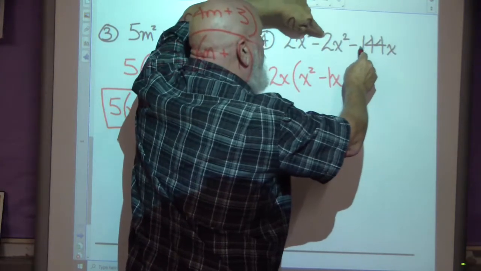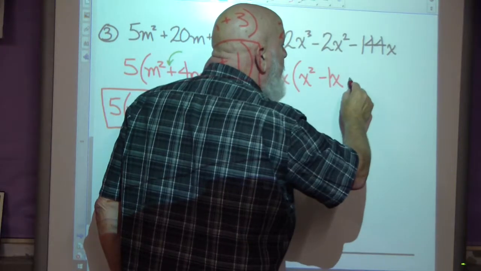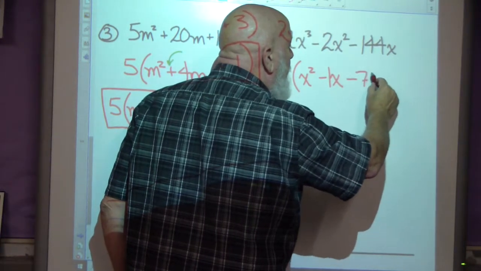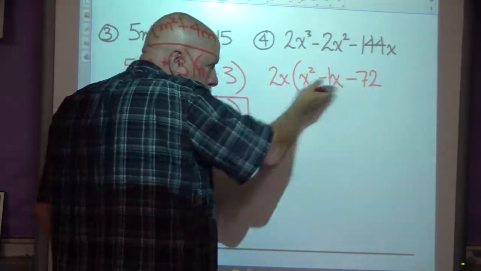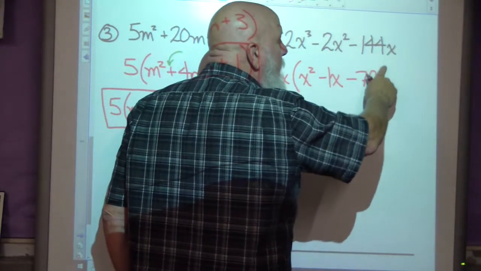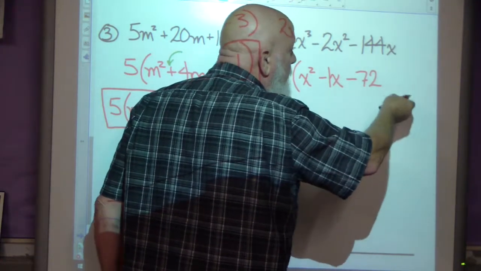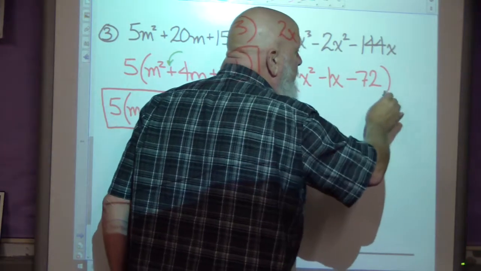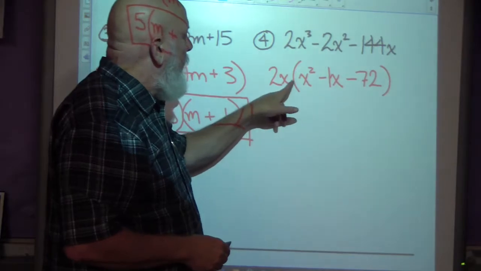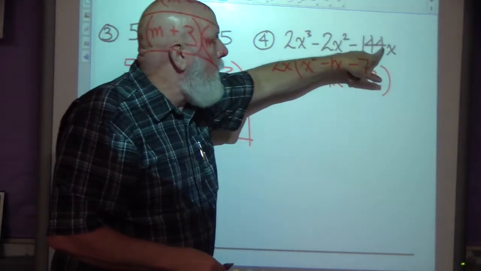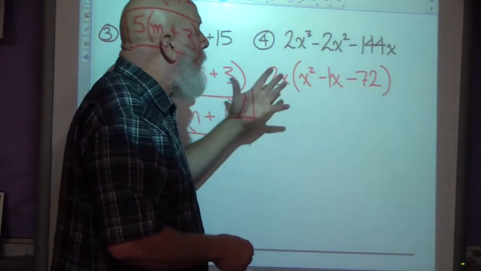And I'm going to pull a 2 and an x out of this. Well, if I pull a 2 out of this, that leaves me with -72 if I do my arithmetic correctly. And if I pull an x out, remember you're dividing when you pull it out. X divided by x is 1. 1 times 72 is 72. So you can think of it as 72 times 1, but there's no need to write that because 72 times 1 is 72. Alrighty? So I factored out 2x out of every single one of these. And now I'm going to check to see if I can factor this remaining quadratic trinomial.